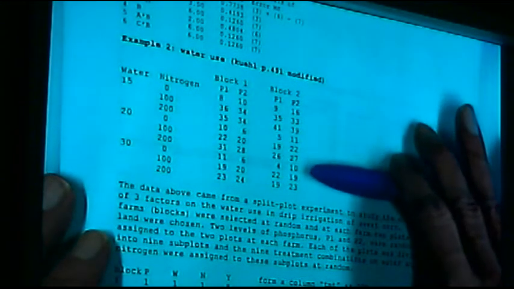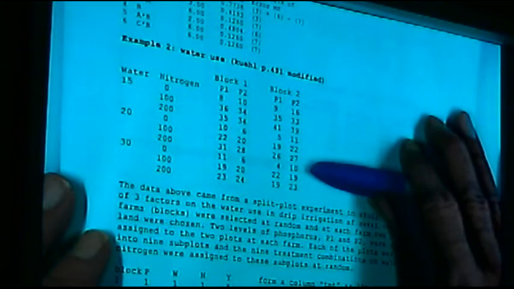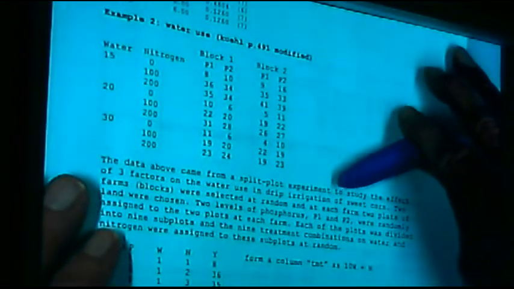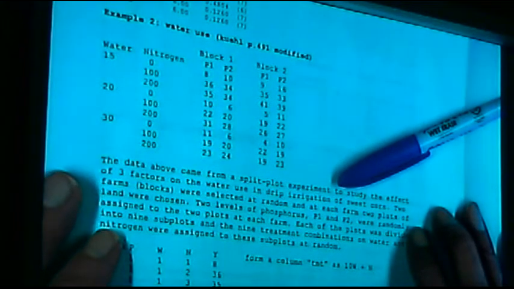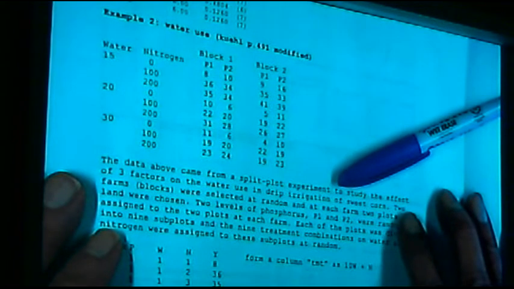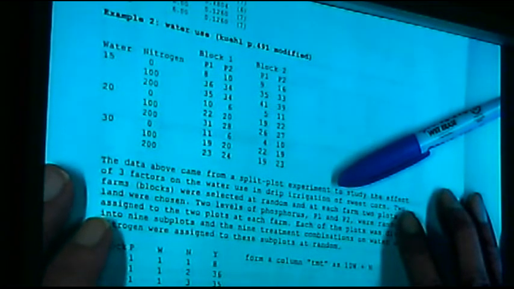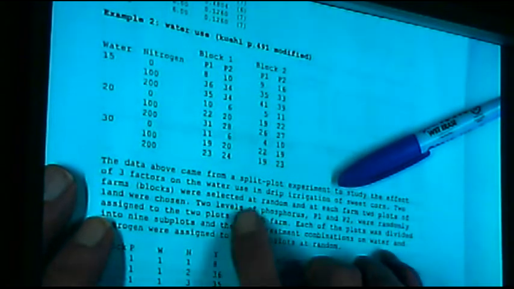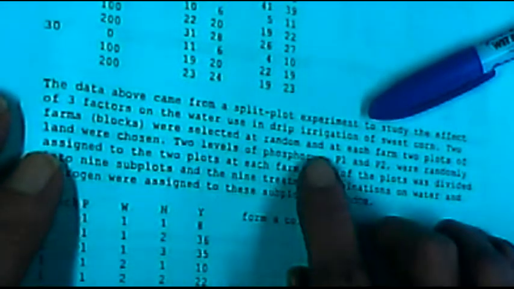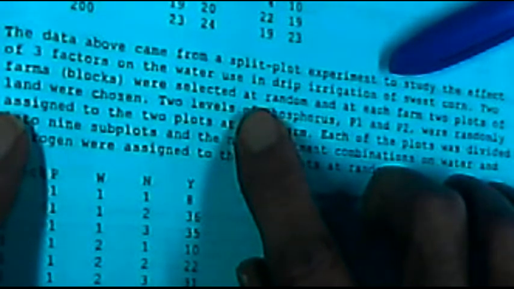I don't remember talking about this in the past. So here's example 2 on water use. So the description is down here below, I think well enough to understand what's happening here. We wanted to set up a split plot experiment to study the effect of 3 factors. Notice the change. 3 factors on the water use drip irrigation of sweet corn. 2 farms, those are the blocks, were selected at random. So notice we've set random blocks.